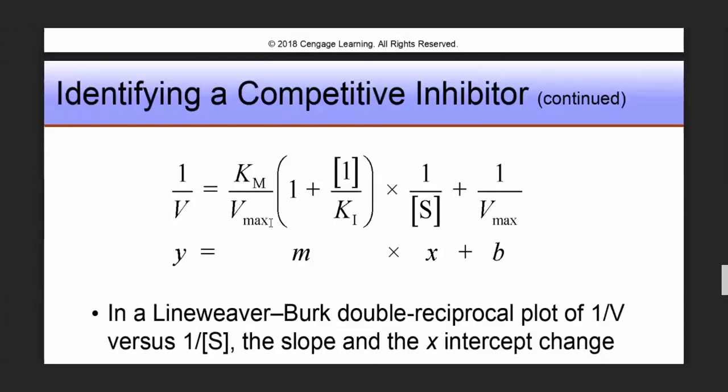So what changes in this type of inhibition? Km increases, whereas Vmax remains unchanged.